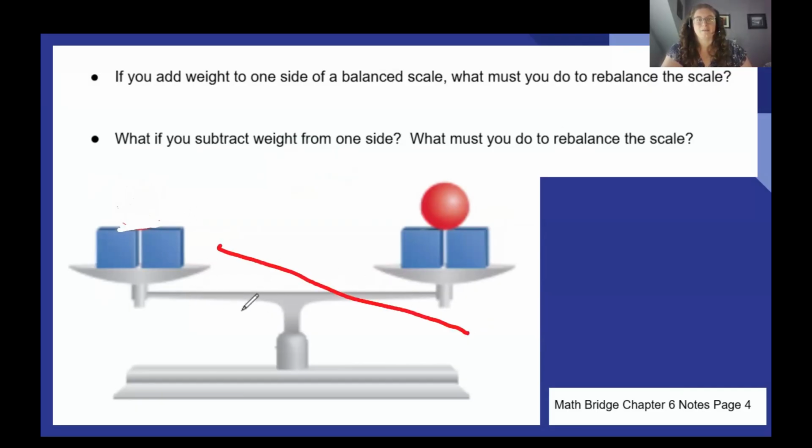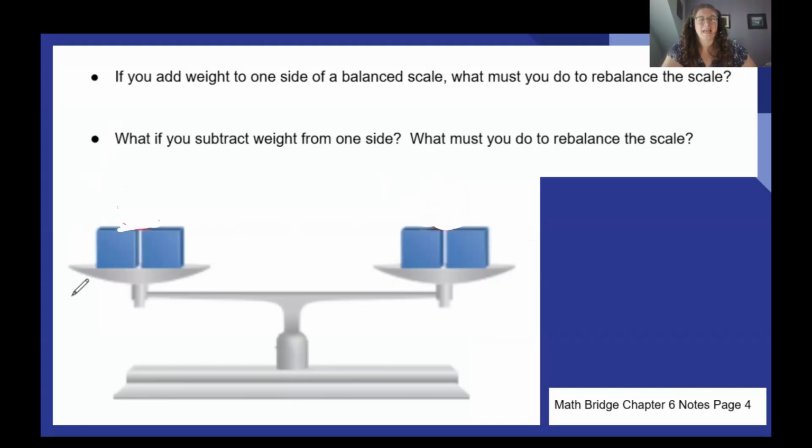My equation or my scale isn't going to be balanced, but if I want it to stay balanced, I can do the same thing to the other side. I can subtract the same amount of weight from the right side. So I'm going to subtract this red ball. And now my equation is balanced, right? Both sides weigh the same. My scale is flat here because both sides are balanced, right?